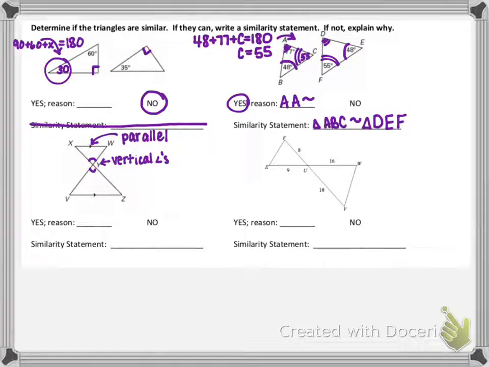Other angles that we have when we have parallel lines and a transversal are alternate interior angles. So angle W and angle V will be congruent because of alternate interior angles. Remember, we learned about that in Unit 4 last semester. So are these two triangles similar? Well, yeah, we got two sets of angles congruent. So angle-angle similarity.